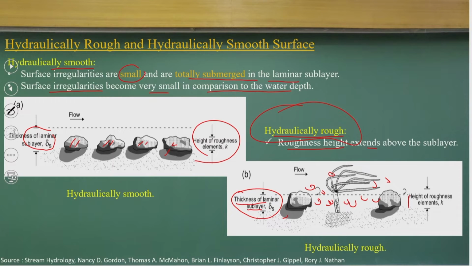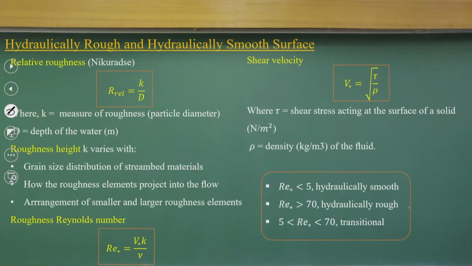Now, if I try to define the relative roughness, I am talking about d, the depth of the flow, and k, the roughness height. K is a roughness height, maybe boulders, maybe small sands.